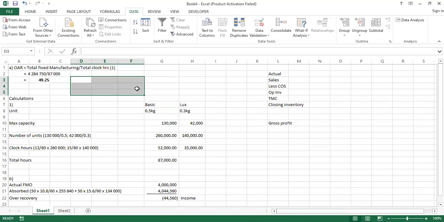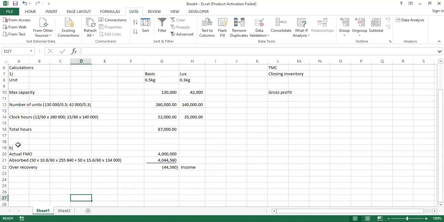From there, we came up with our over recovery, which was basically the difference between the overheads that we absorbed and the overheads actually incurred. So that can be an under recovery or an over recovery. Under what circumstances is that an over recovery?